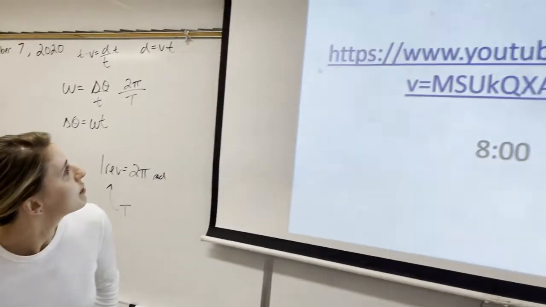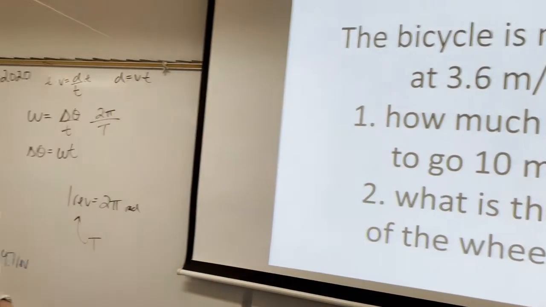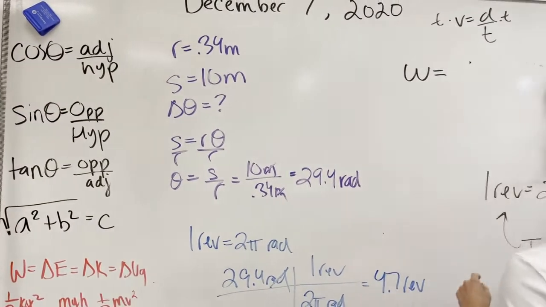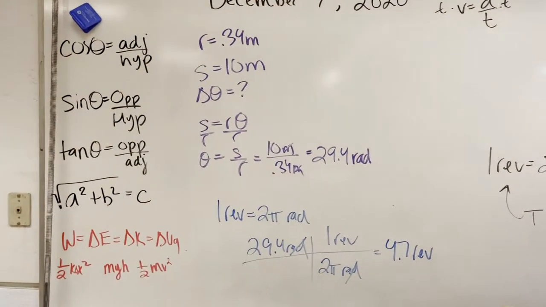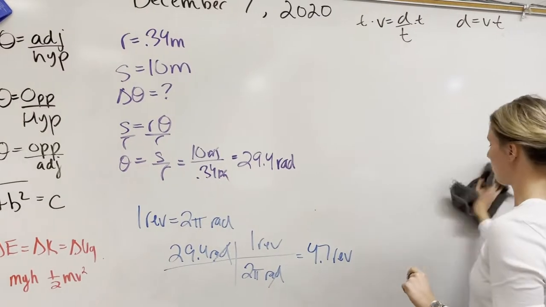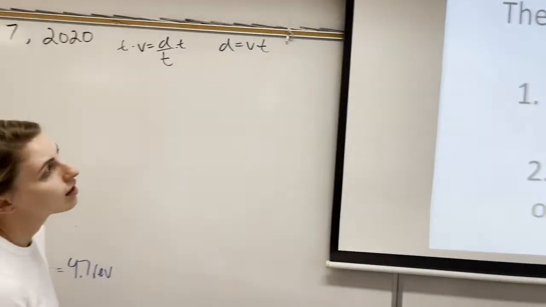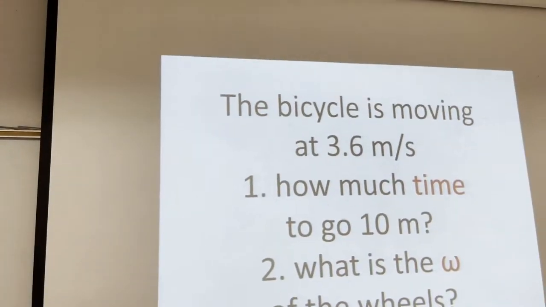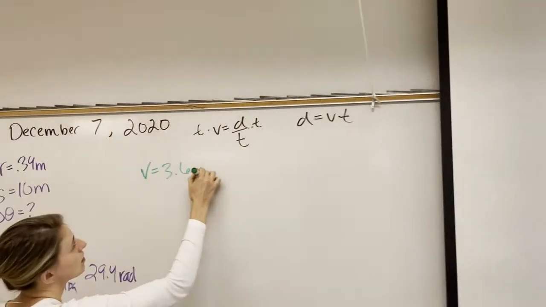I'm going to exit out of this and move right along. Okay, so the bicycle. This bicycle right here, which has a radius of 0.34 meters, and we said that its angular displacement was 29.4 radians. As it goes 10 meters down the street, it leaves a stripe 10 meters long. And up here it says the bicycle is moving at 3.6 meters per second. So the velocity here is 3.6 meters per second.